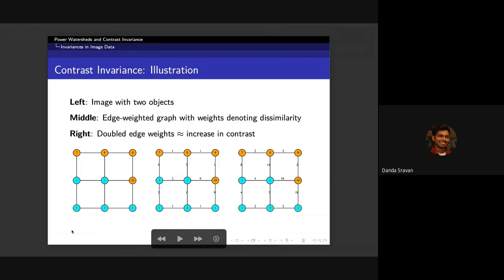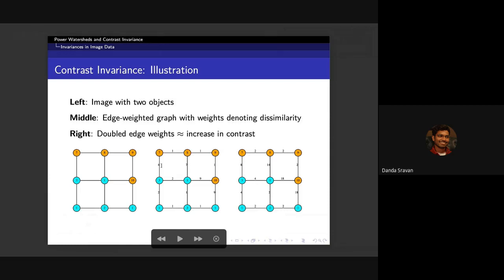So once I have an image, I can construct an edge-weighted graph like the one shown in the middle. The edge weights are simply given by absolute differences of the pixel intensities, so this is like a gradient. These edge weights serve as gradients here. And if I want to enhance the contrast, instead of working with the pixel intensities and scaling them up or down, I simply work with the edge weights.